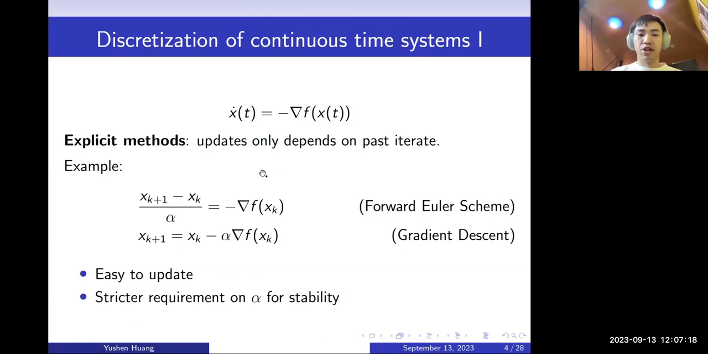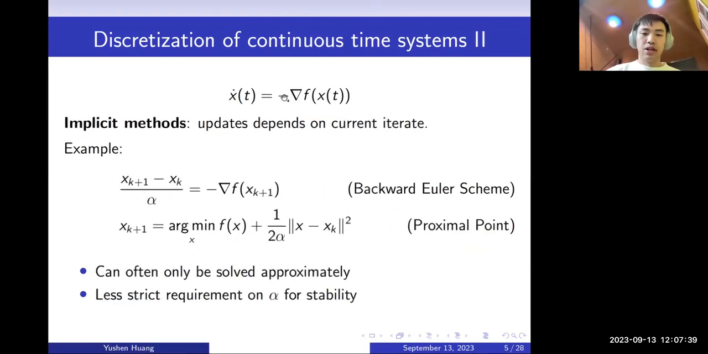There are certainly some benefits of this explicit method. The first is that it is easy to compute. But if you learned about this in a numerical analysis class, you may know that the explicit method has very strict requirements for stability. There's also an alternate approach to handle this differential equation, which is the implicit method. The implicit method means that the update depends on the next iterate. Another very classical example is the backward Euler scheme, which, if you have taken a numerical analysis class, you will definitely see in the first several lectures.